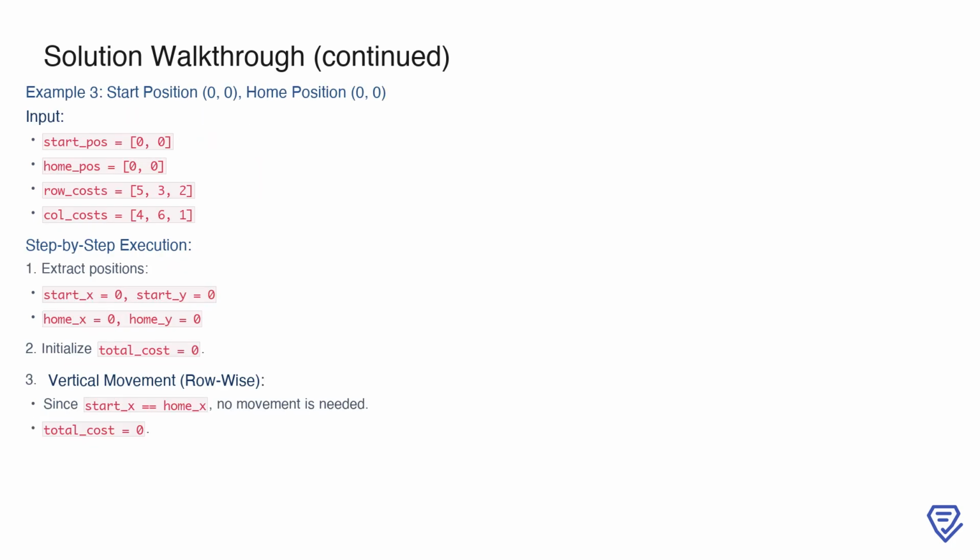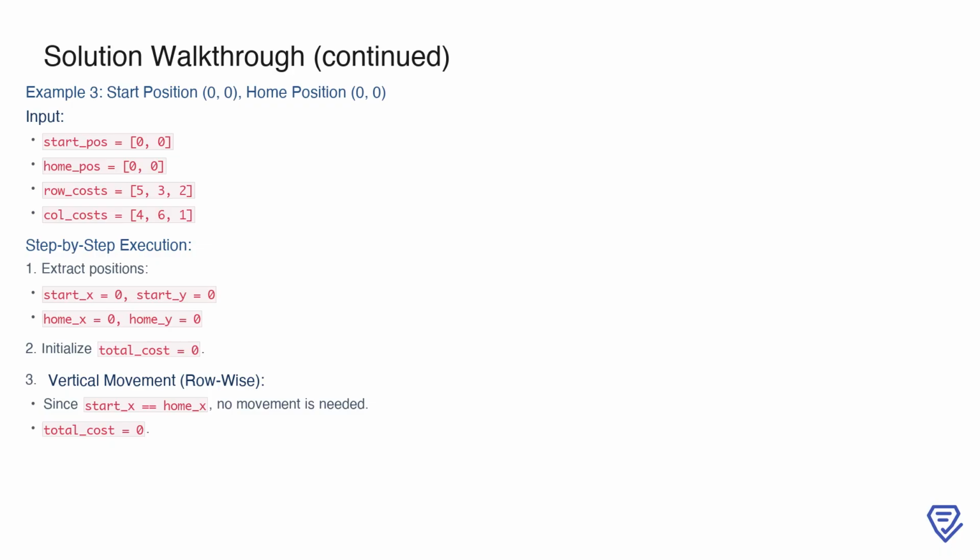In this scenario, the robot starts at position (0, 0), and is already at the home position (0, 0). The row and column cost arrays are provided, but since there is no movement required, the steps are straightforward. We extract the starting and home positions, finding that start_x is 0, start_y is 0, home_x is 0, and home_y is 0. The total cost is initialized to 0.